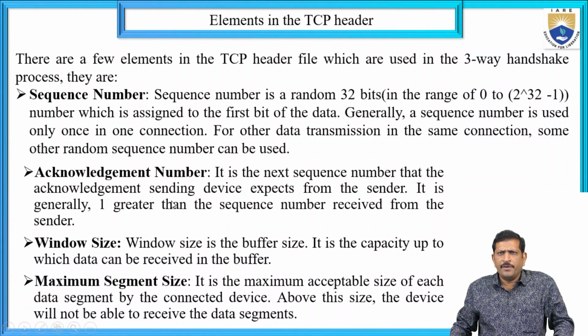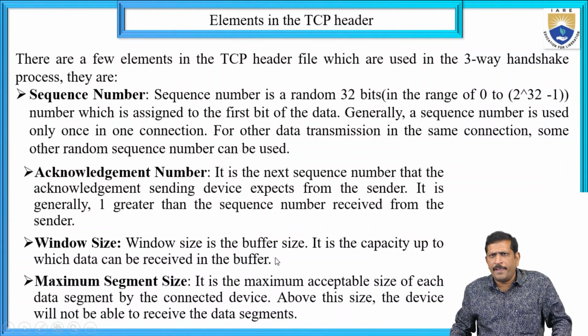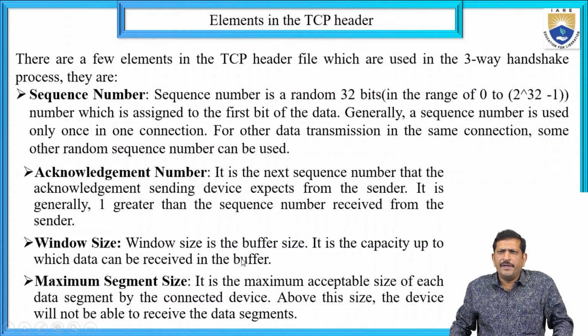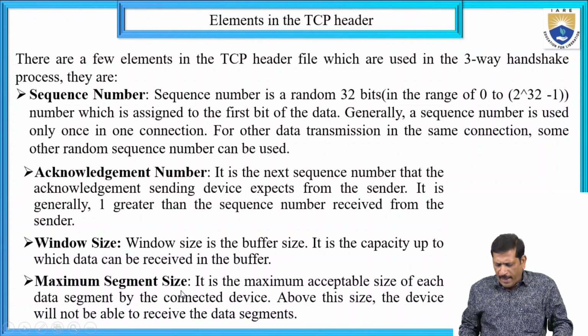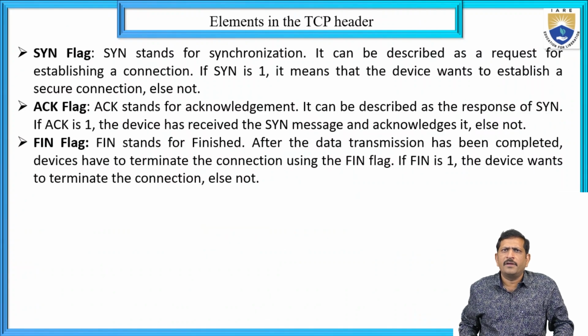Window size. Here the window size is the buffer size. It is the capacity up to which data can be received in the buffer. And maximum segment size. Maximum segment size is the maximum acceptable size of each data segment by the connected device. Above this size, the device will not be able to receive the data segments. This is about the maximum size of a segment.